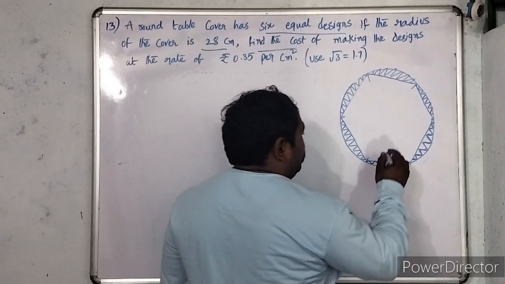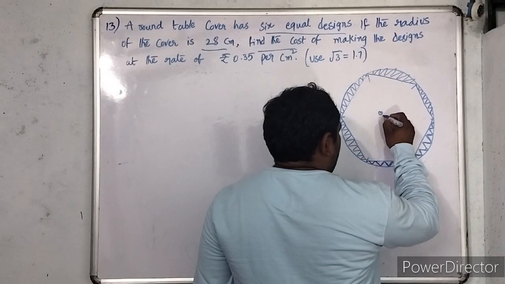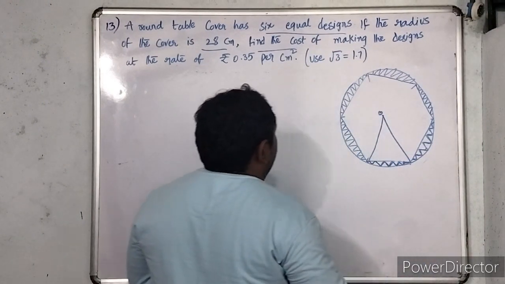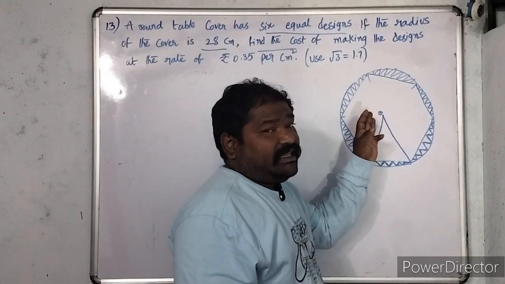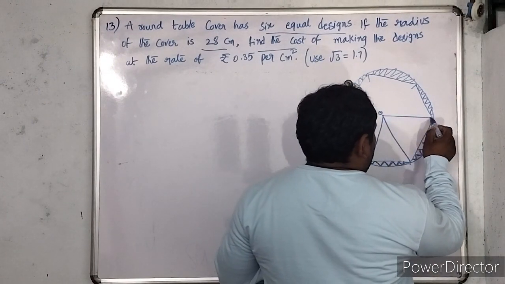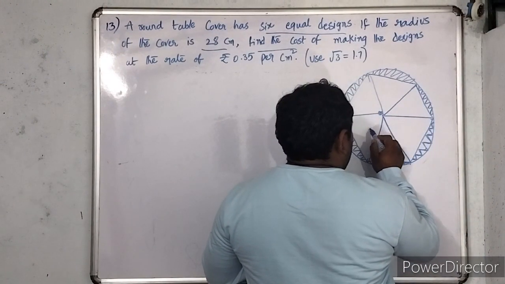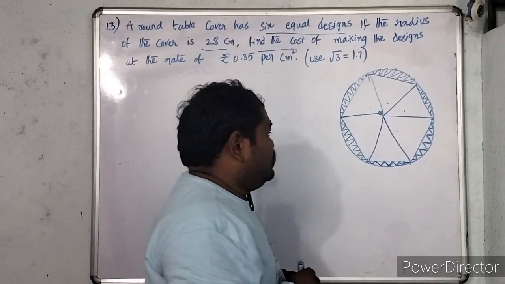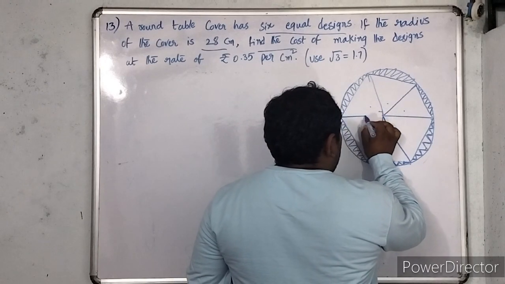Since this is a circle, the center of the circle is O, let it be O. It makes a sector. They have already given 6 equal designs, which means 6 equal sectors at the center. 6 equal sectors. This is this one and this one and this one. 1, 2, 3, 4, 5, 6. 6 equal sectors are there. 6 equal sectors make equal angles at the center.